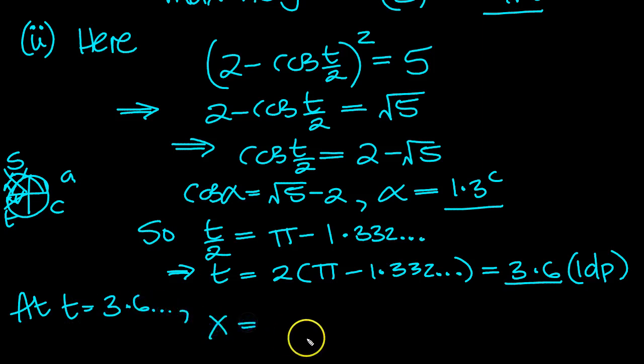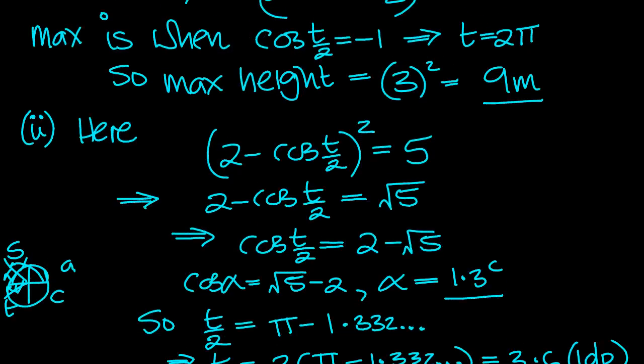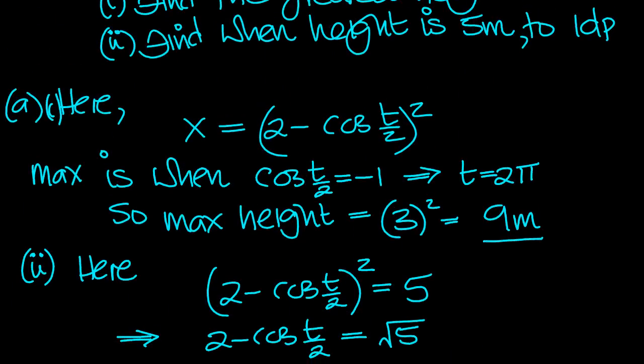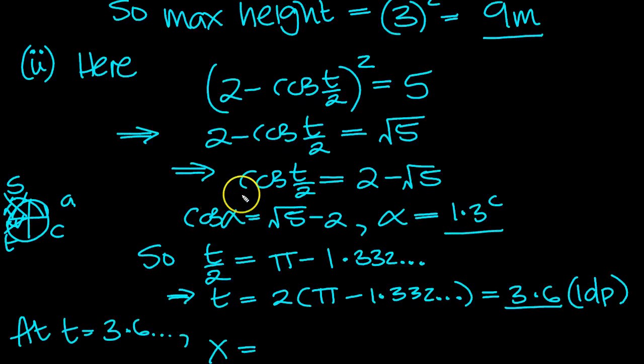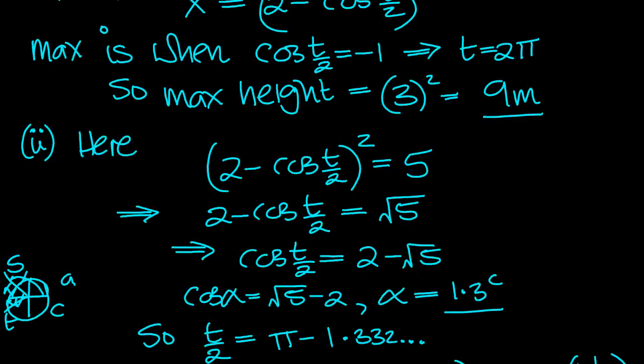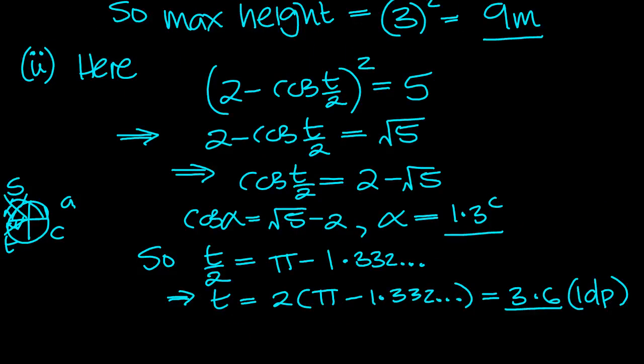X is equal to 2 minus cos... When the height is 5 meters to 1 decimal place. Oh, that's what we've done. We've done 3.6 there. We found the time when the height is 5 meters, which was 3.6 seconds.